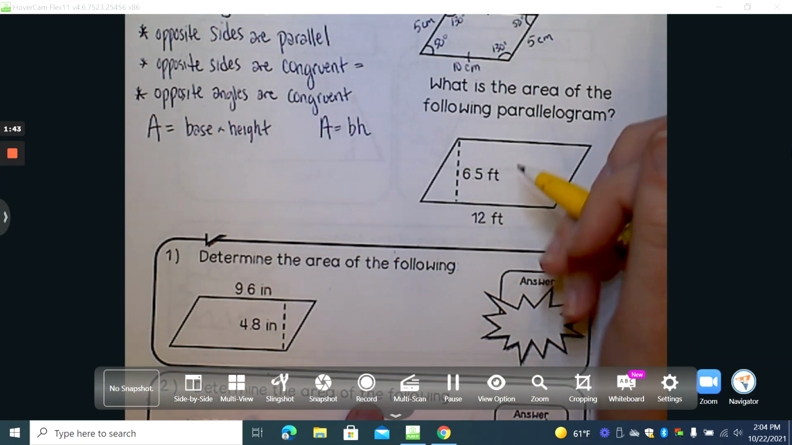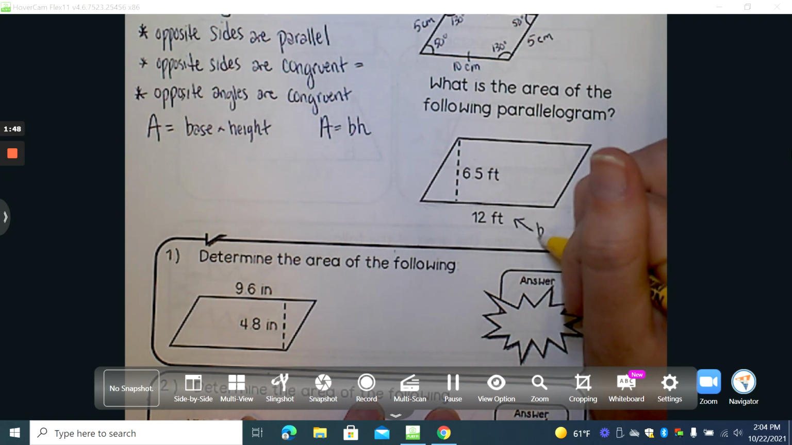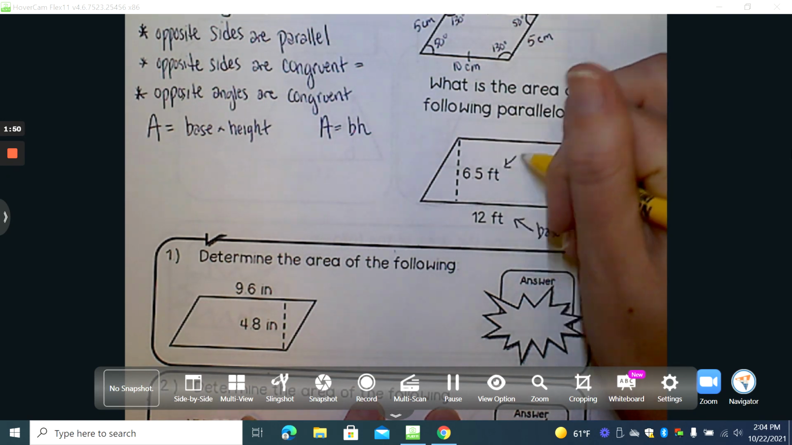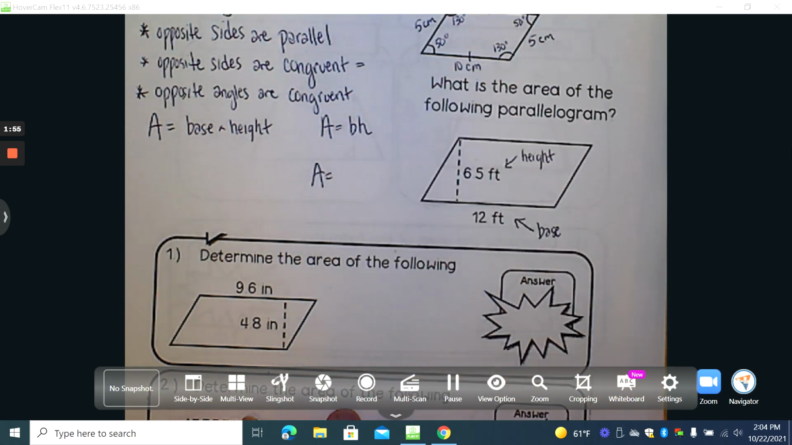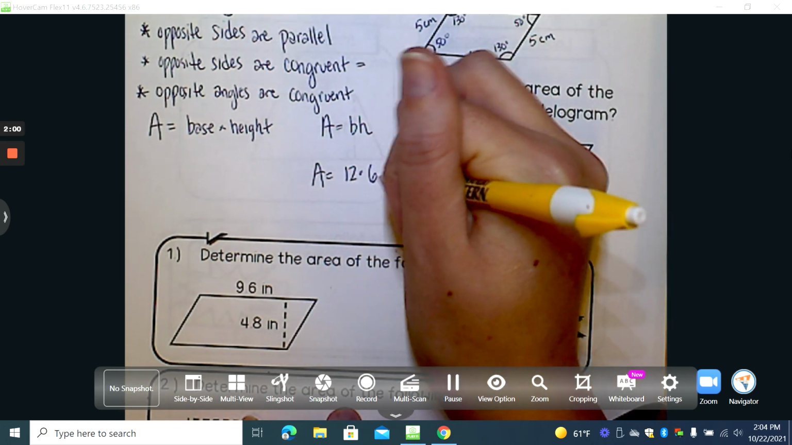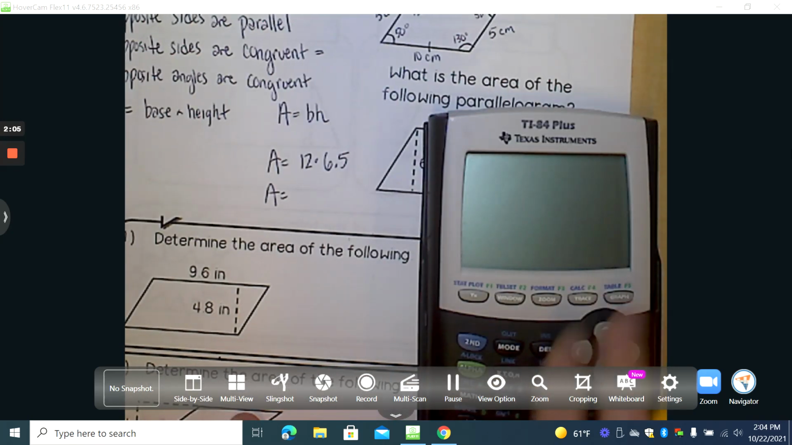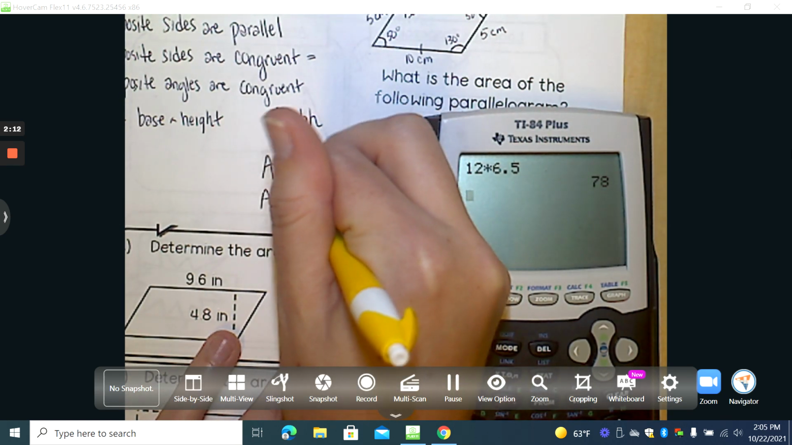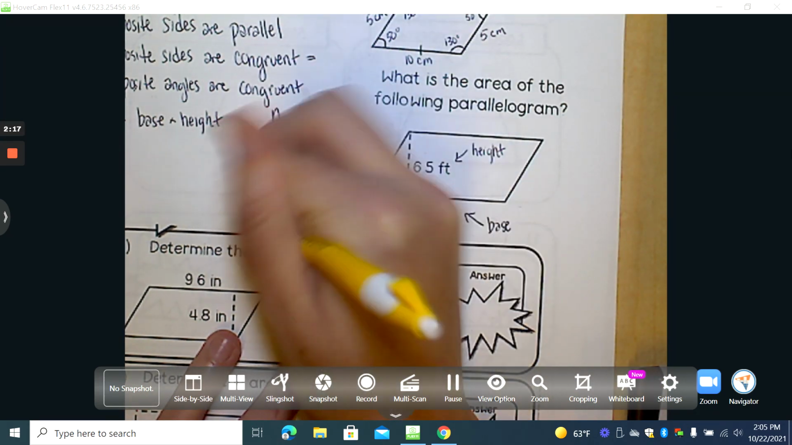And so when I'm looking at this side, my base is always going to be my long side. So 12 feet is my base. And of course, 6.5 feet is my height. So if I wanted to find the area of this, all I'm doing is multiplying 12 times 6.5. And so my area is 12 times 6.5 is 78, feet squared, 78 feet squared.